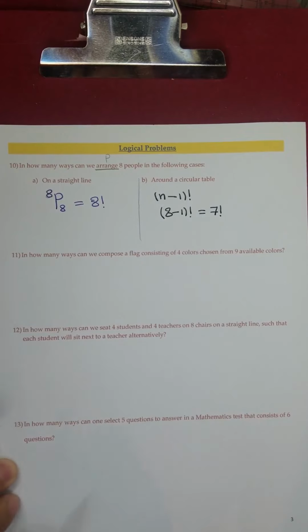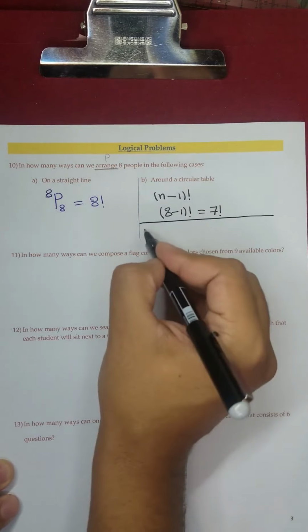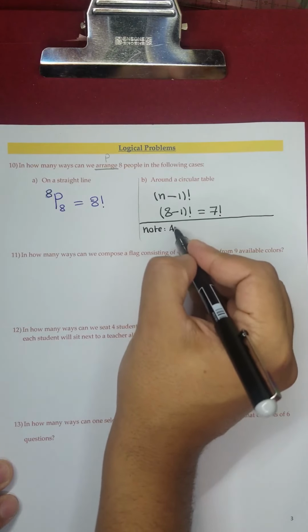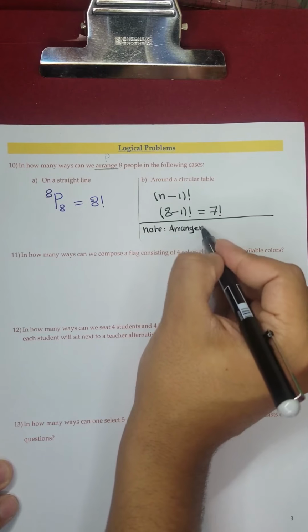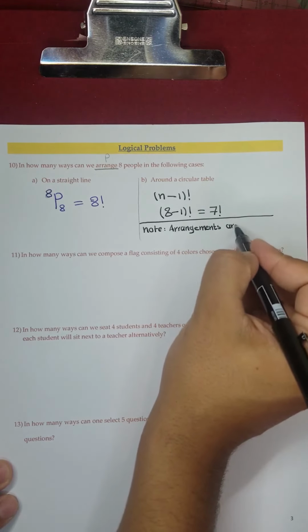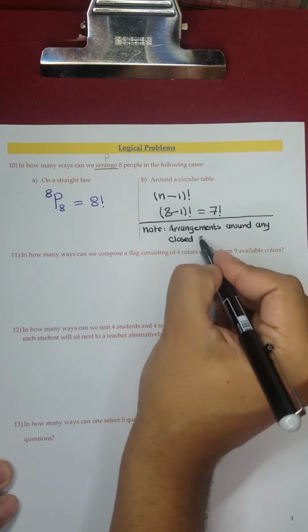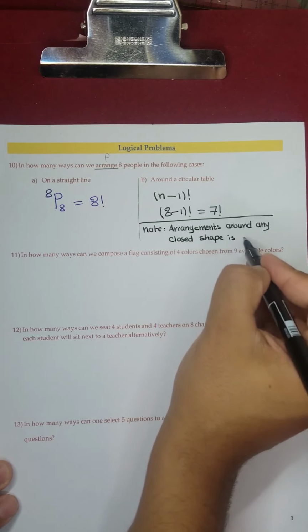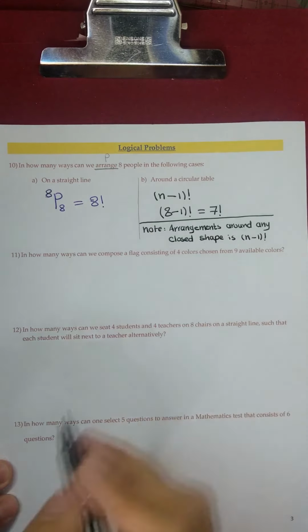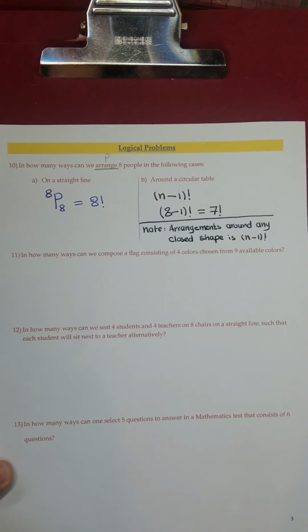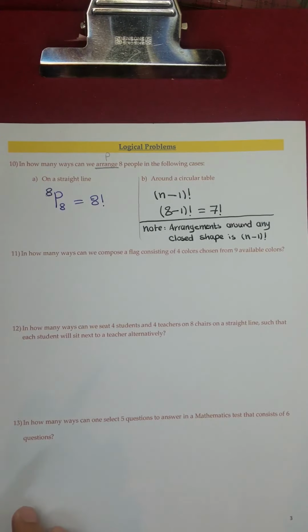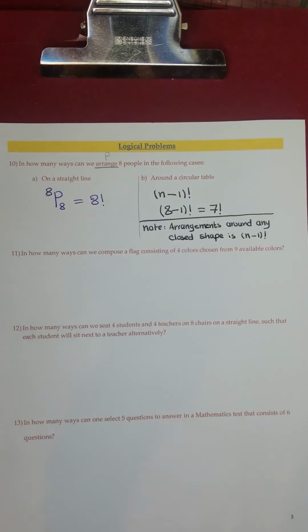And you can take this as a note: arrangements around any closed shape is n minus 1 factorial. Whatever the closed shape was. You have a circle, it's n minus 1. You have a square closed, you have n minus 1. Whatever the closed shape is, as long as it's symmetrical, you just put n minus 1. Okay, so this is question 10.